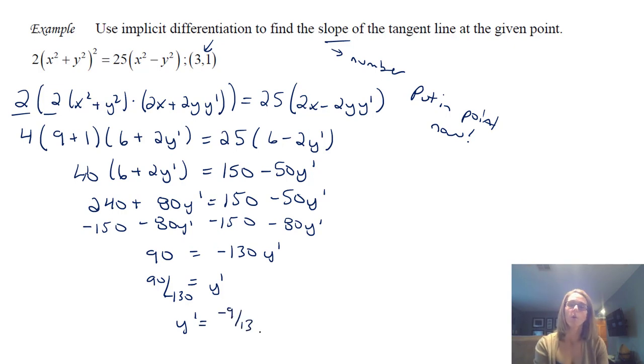9/13. So that truly is, if you were to graph this equation right here, which I don't know what that looks like, but if you were to graph it, what you're going to see is that at the point 3, 1, you'd have a tangent line that would have that slope, negative 9/13. And we just needed implicit differentiation to be able to get it. So that is the end of part 2.